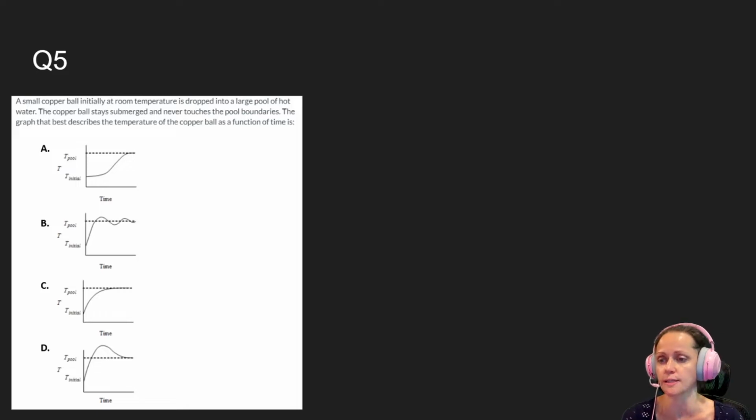All right, question 6. So this gets into the lumped capacitance transient stuff. Small copper ball, initially at a room temperature, is dropped into a large pool of hot water. The copper ball stays submerged and never touches the pool boundaries. The graph that best describes the temperature of the copper ball as a function of time is.